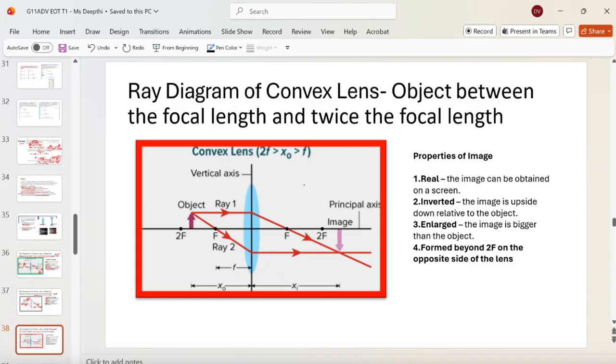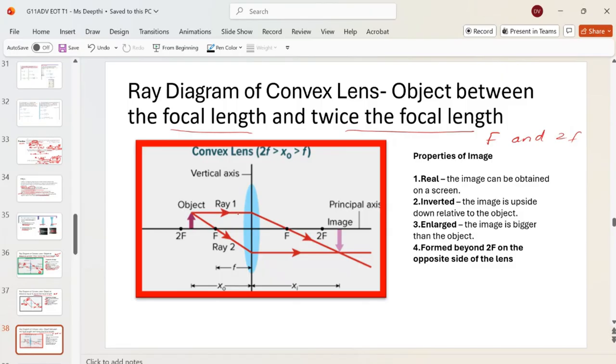Now the third picture is also the same. The object is between the focal length F and twice the focal length. So between F and 2F. So look at that picture. The object is kept between F and 2F.